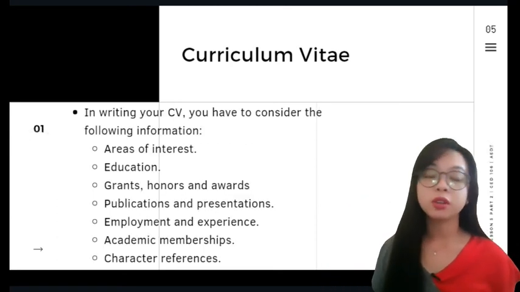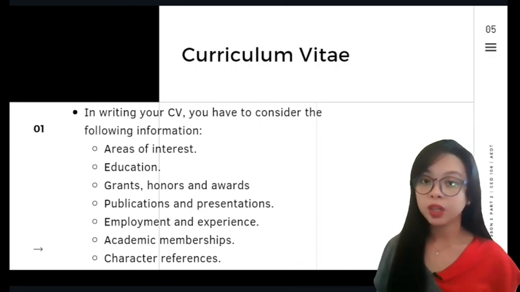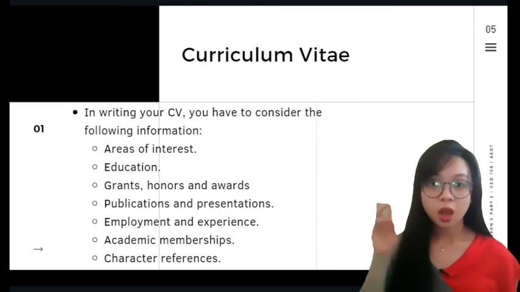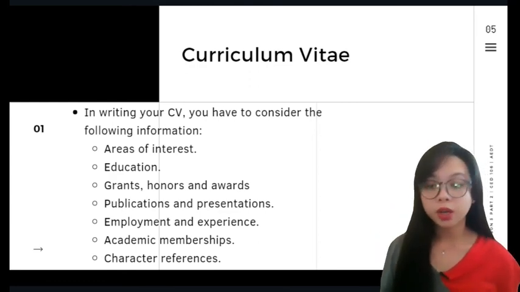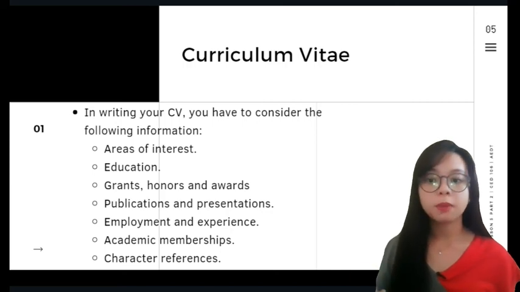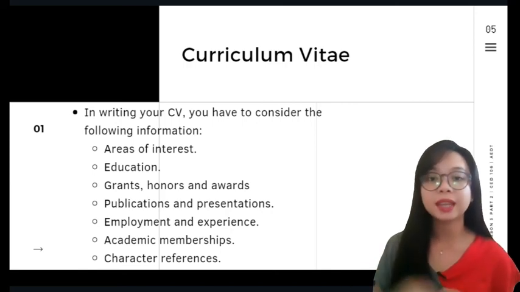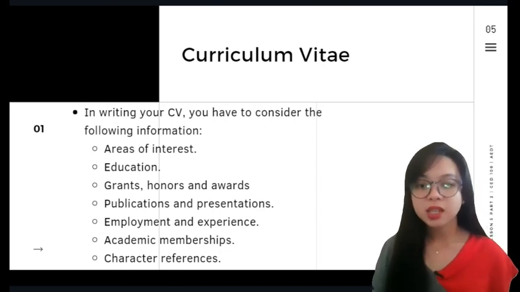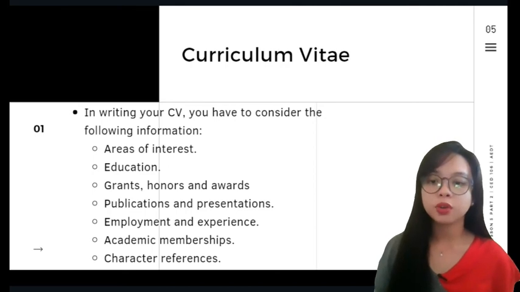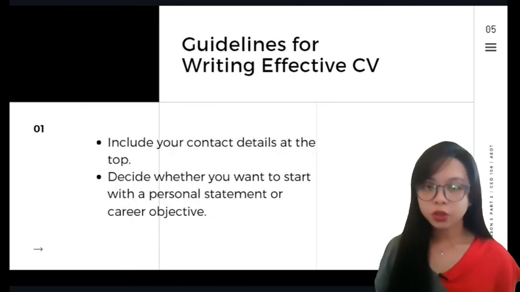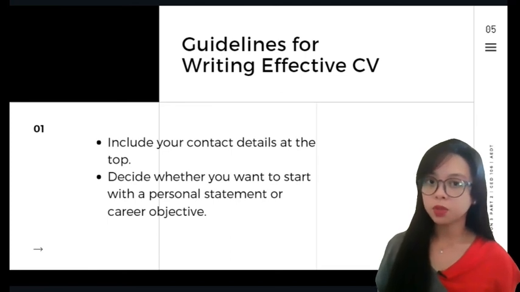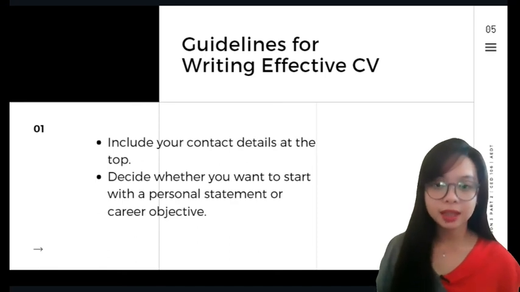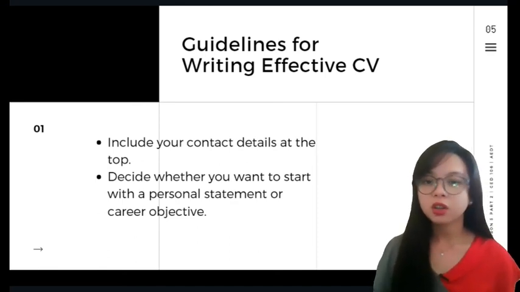In writing your curriculum vitae, you have to consider the following information. First is the area of interest. Second is your education. Third is your grants, honors, and awards. And if there are publications and presentations, if you have presented a paper or a research paper, your employment and experience, your academic membership, and your character reference. Also, you need to include your contact details at the top. This is one of the most important details that you need to put, so don't ever forget your contact details.